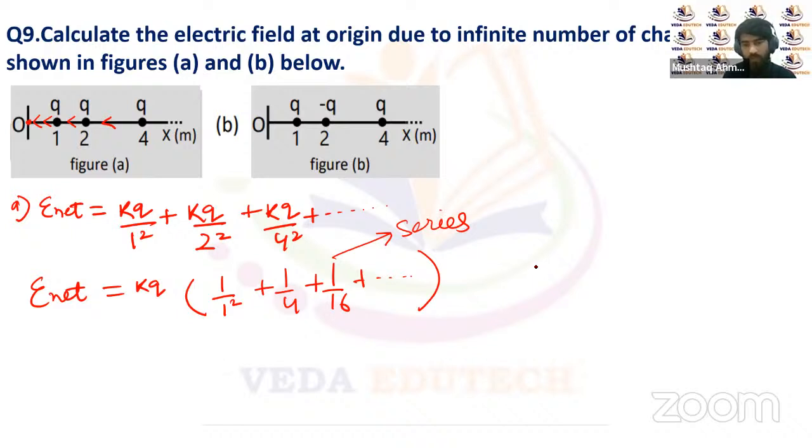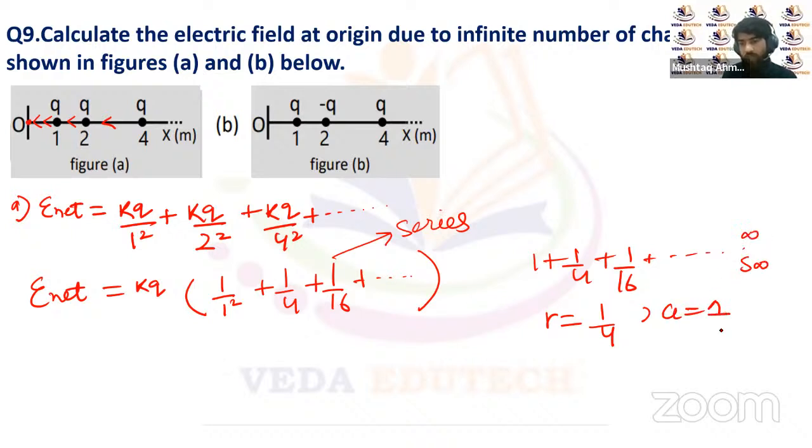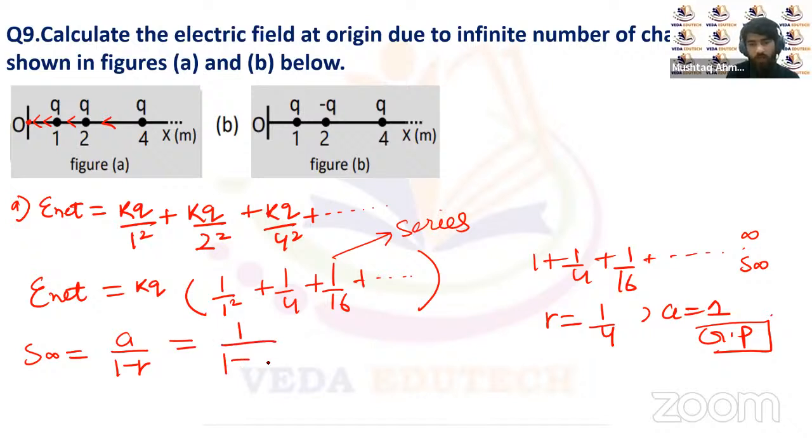Look at this series: 1 plus 1 upon 4 plus 1 upon 16, and so on. If you calculate the common ratio here, it comes out to be 1 upon 4, and the first term is 1. So it is an infinite GP series. We know the sum of an infinite GP is a upon 1 minus r, where a is the first term. The first term here is 1 and the common ratio is 1 by 4, so the sum will be 4 upon 3.